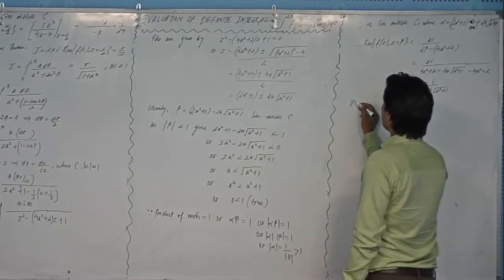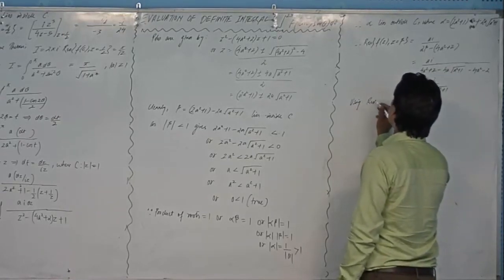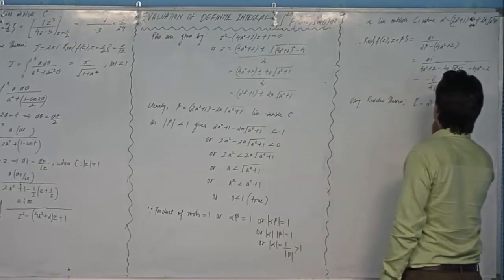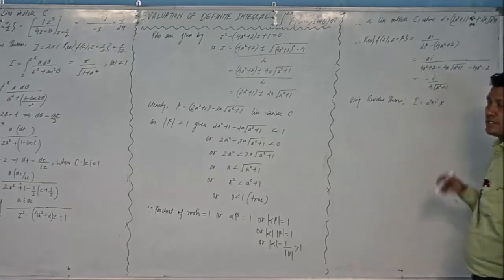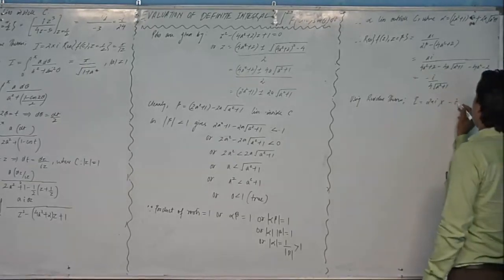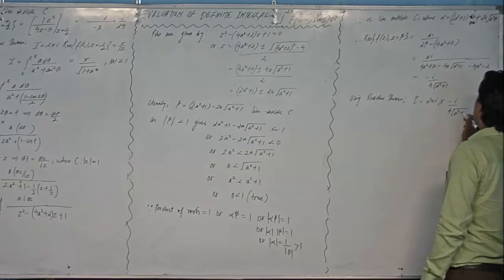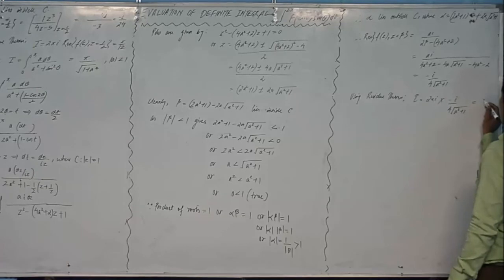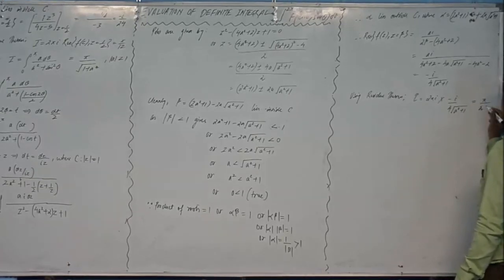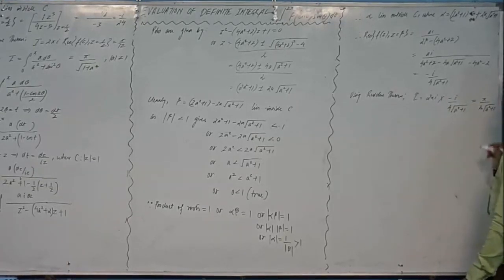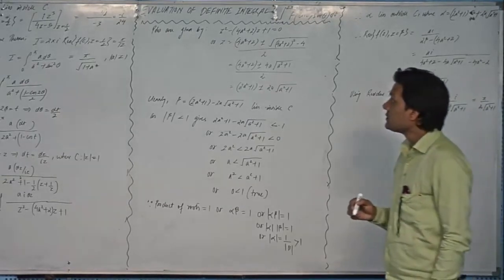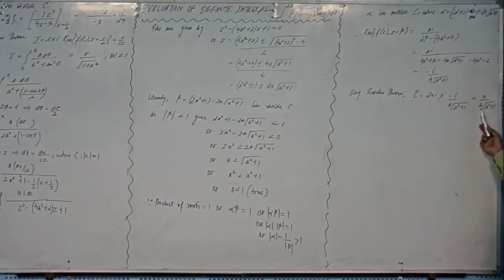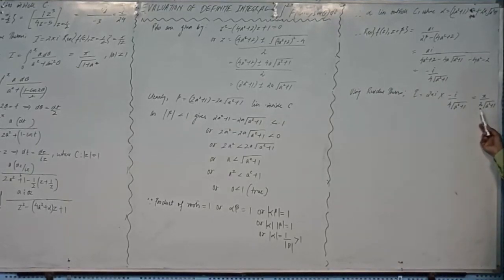By using Residue theorem, I is equal to 2 pi iota multiplied by this only residue, minus iota over 4√(a² + 1). Hopefully I am getting the correct answer. 2 pi by 2√(a² + 1). Was it the answer? This 2 was not there. I missed a 2, I think.